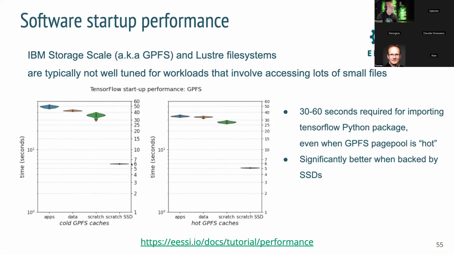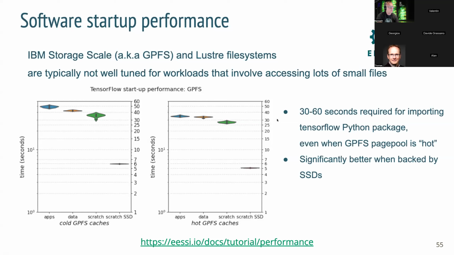There's only one case where it was significantly better. This is when all the data is hosted on SSDs, but that's quite expensive to do for a full parallel file system. But then it's definitely a lot better. So if you are putting your software in GPFS or Lustre, at least do it on a scratch file system. I only have the plot here for GPFS, not for Lustre, but you can find the statistics in the performance part of the tutorial on our website. So yeah, that is pretty bad.